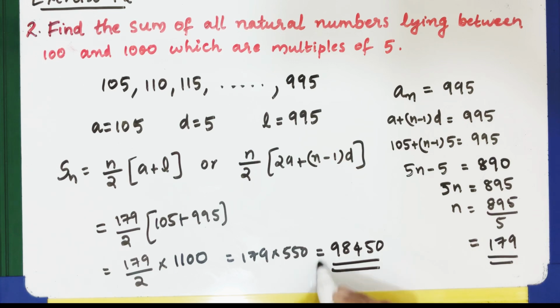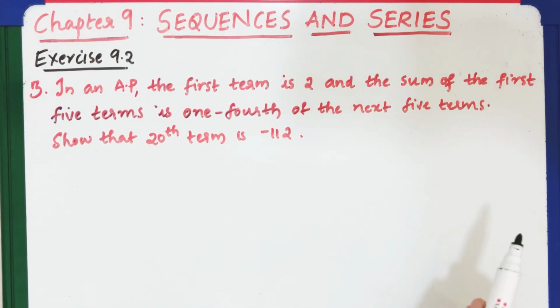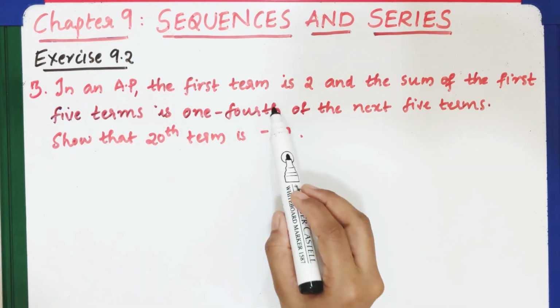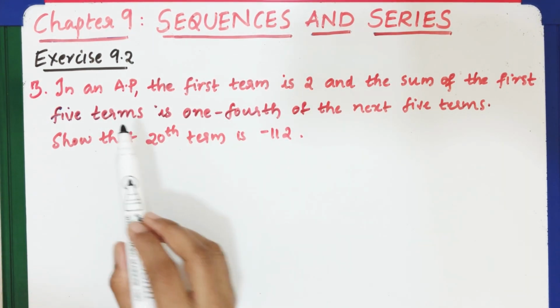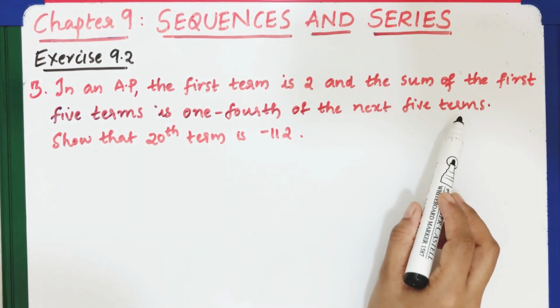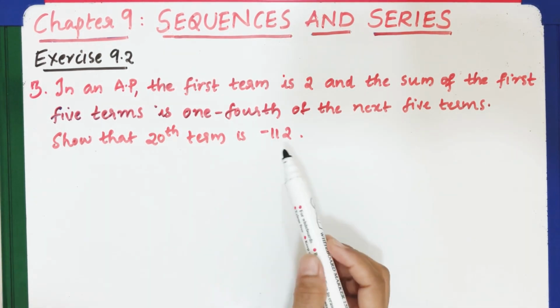Therefore, this is the answer. Next question. In an AP, the first term is 2 and the sum of the first 5 terms is 1/4 of the next 5 terms. Show that the 20th term is -112.